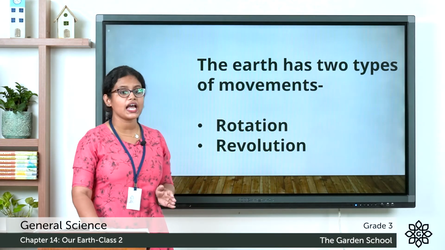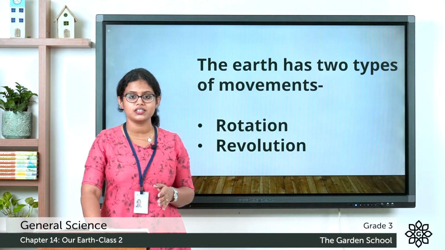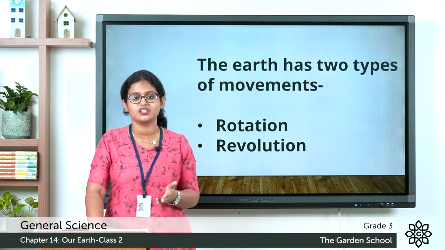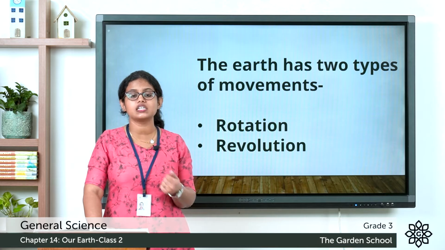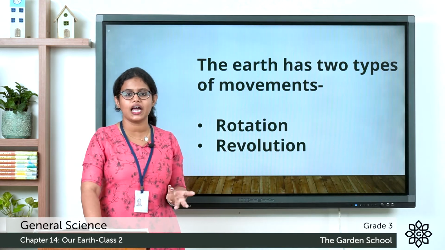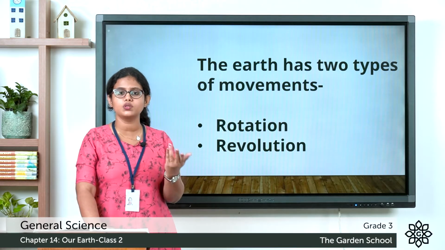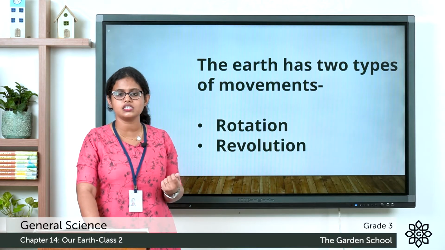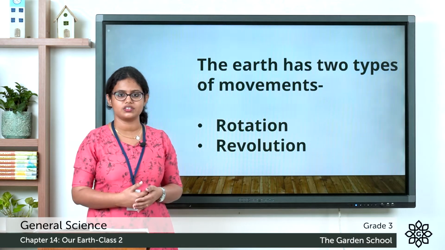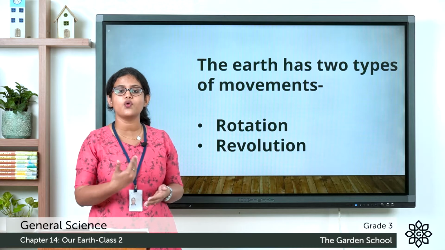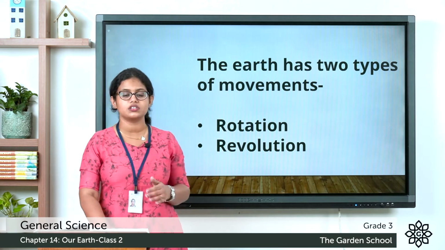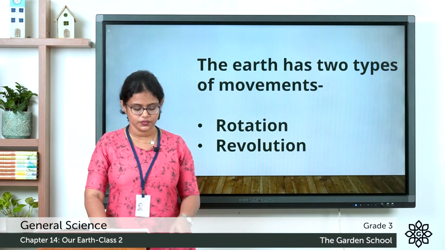So the Earth has two types of movements, that is rotation and revolution. So what is rotation? The movement of the Earth on its axis, that is called rotation. The imaginary line passing from North Pole to South Pole is called the axis, and the movement of the Earth on its axis, we call it rotation. And the Earth takes 24 hours to complete one rotation. The next movement, that is revolution.